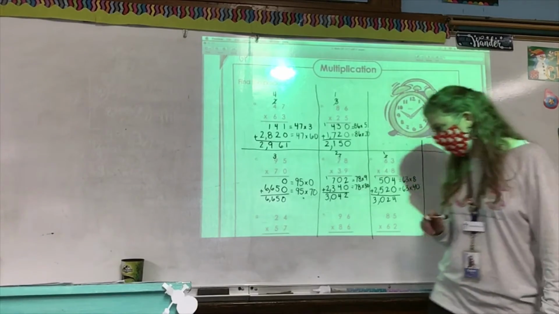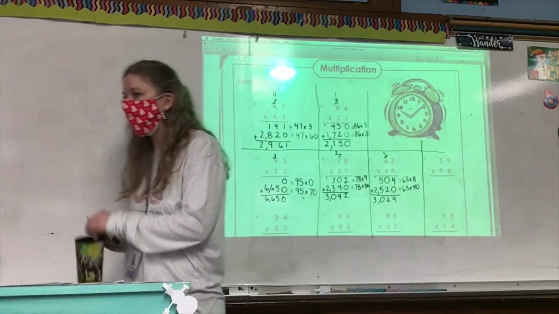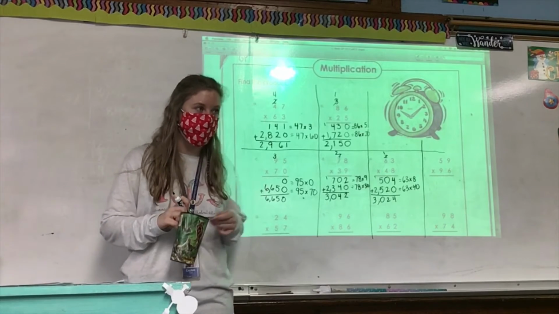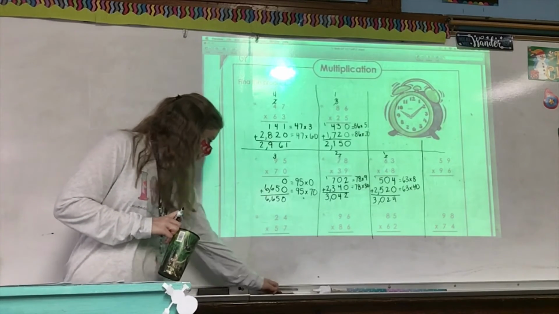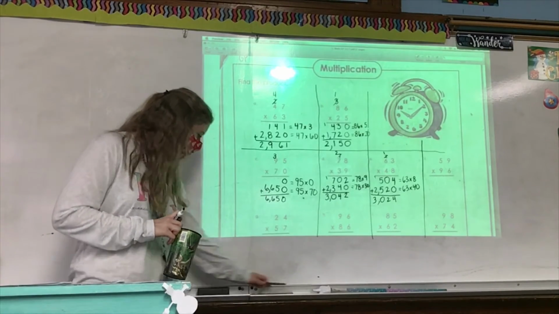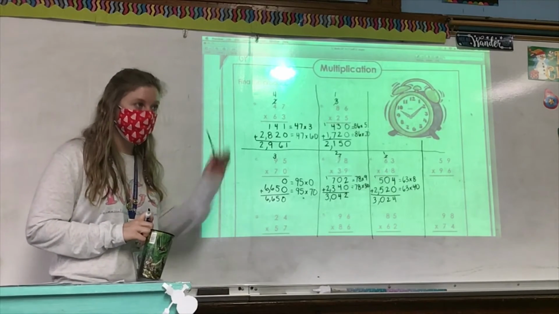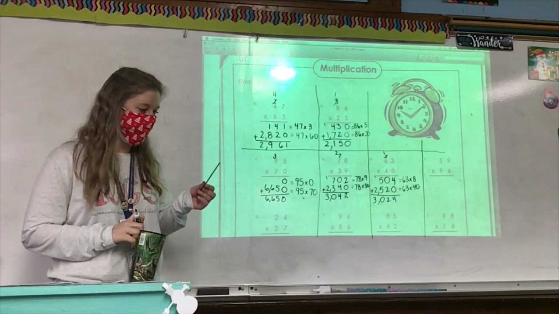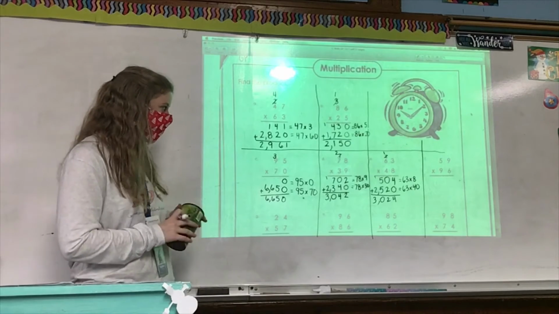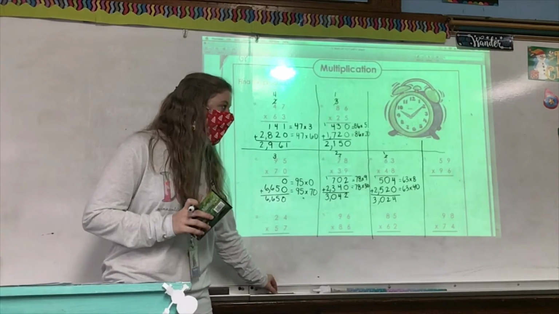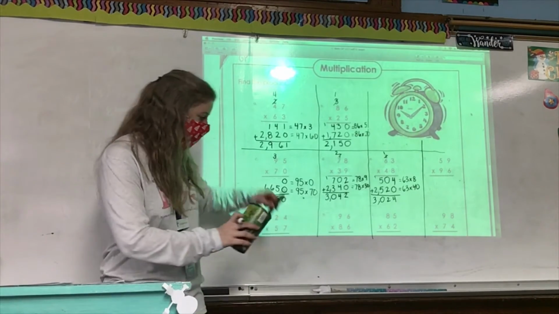3,024. Okay, we're going to do one more together. Then you get to choose if you want to keep going with us or if you want to go ahead and keep going on your own. Mason, that's the last person too. We have 59 times 96.